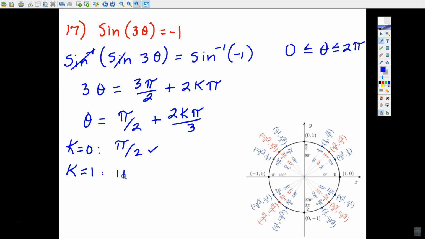So if I let k be 1, I've got pi over 2 plus 2 pi over 3, and I've got to come up with a common denominator before I can add those together. What is that common denominator? Six. Okay, so let's just do some common denominator work here. What will this numerator be? 2 goes into 6 3 times. 3 times pi is 3 pi. 3 goes into 6 2 times. 2 times 2 is 4 pi. When I add those together, I get what?